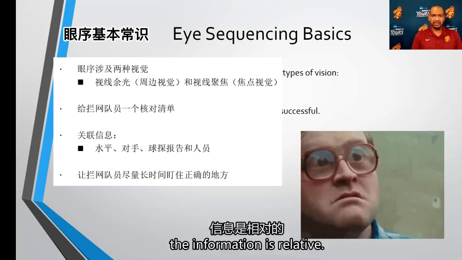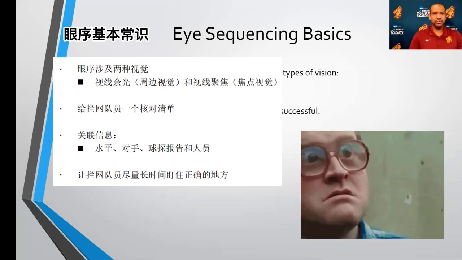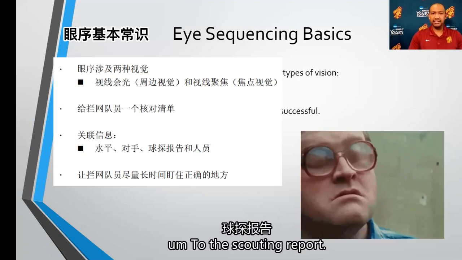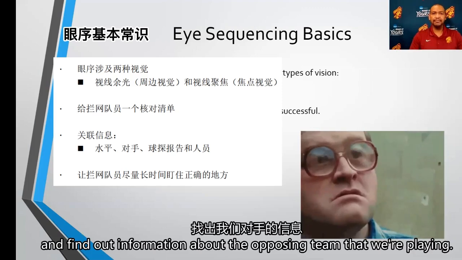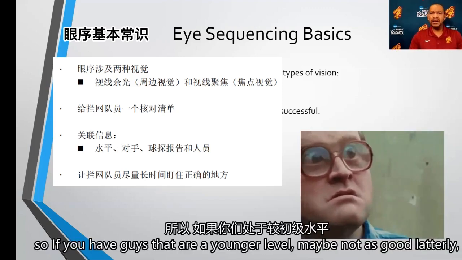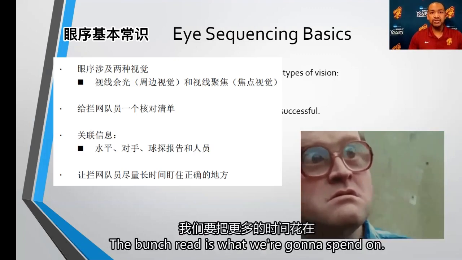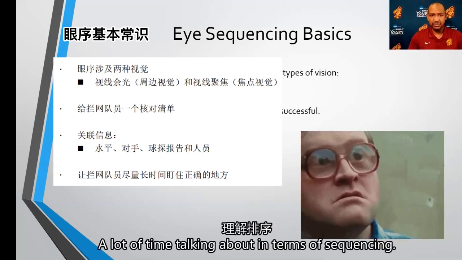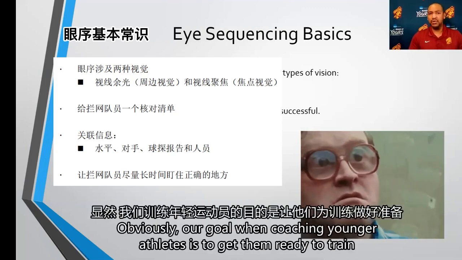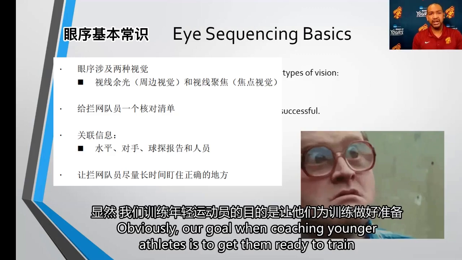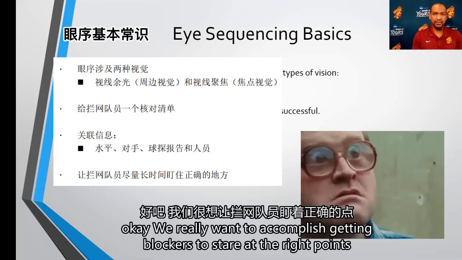The information is relative. That's my big disclaimer for you guys: information is relative to the level that you're coaching, to your opponent, to the scouting report. Obviously, at a high level, we have a lot of time to scout and find out information about the opposing team that we're playing, and also your personnel. So if you have guys that are at a younger level, maybe not as good laterally, this might not completely apply, right? The bunch read is what we're going to spend a lot of time talking about in terms of sequencing, but you might run a spread system. Just know that that's okay. Obviously, our goal when coaching younger athletes is to get them ready to train and play at the next level, okay? We really want to accomplish getting blockers to stare at the right points longer.